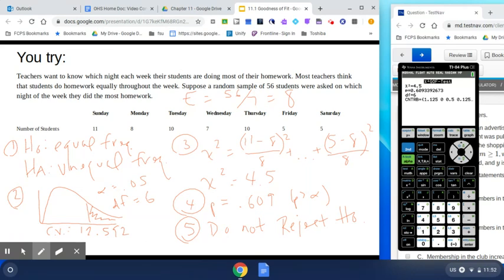P is greater than alpha. When P is not low, we do not reject the H0. And so at alpha equal to 0.05, there seems to be equal frequency among days of the week that students do homework.